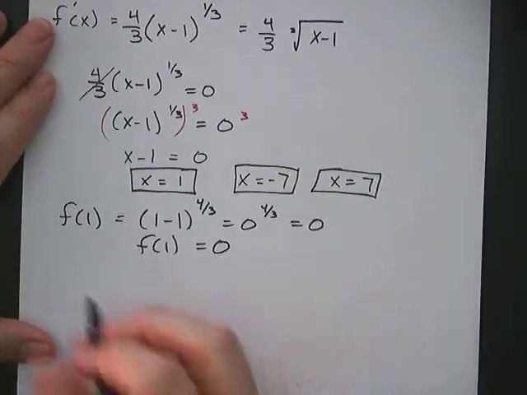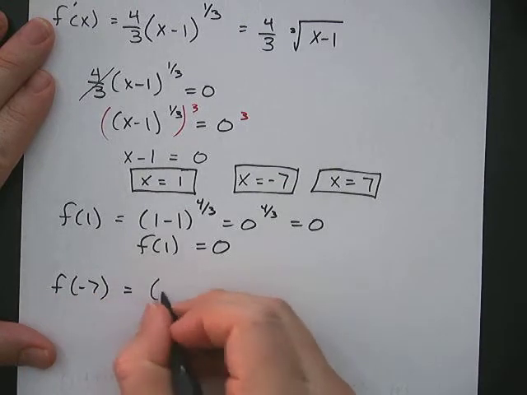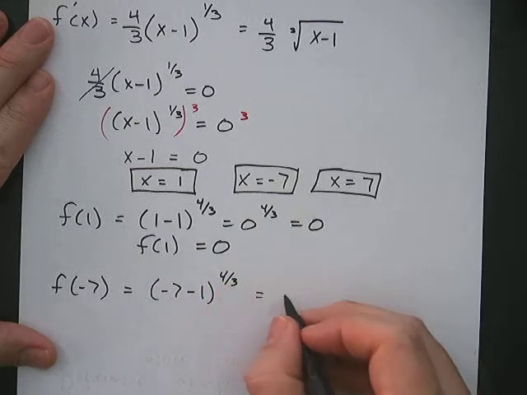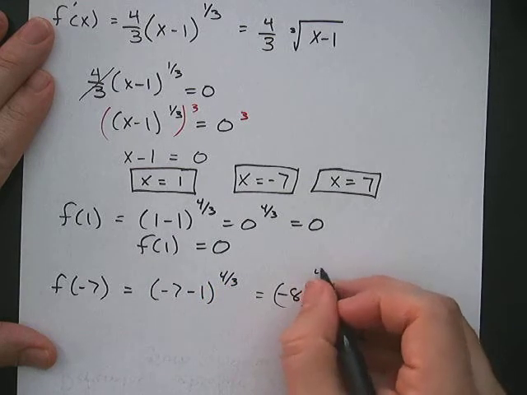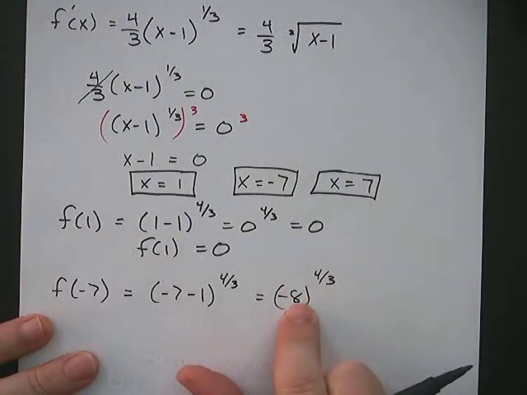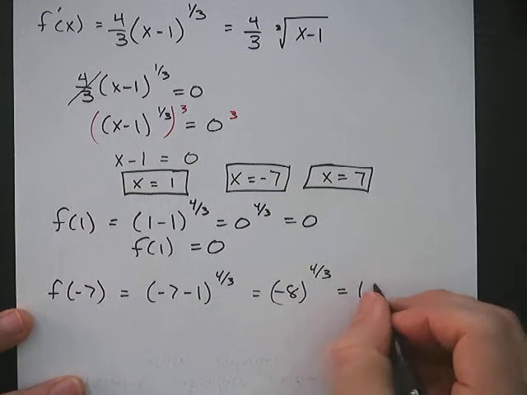Okay, moving on to the next one, f of negative 7 gives us negative 7 minus 1 to the 4/3 power. Okay, that's going to be negative 8 to the 4/3 power. And of course, you can do this by hand if you want. Do the cube root first, because that's on bottom. The cube root of negative 8 is negative 2. And then negative 2 raised to the 4th power gives you 16. So that's going to give us an answer of 16.